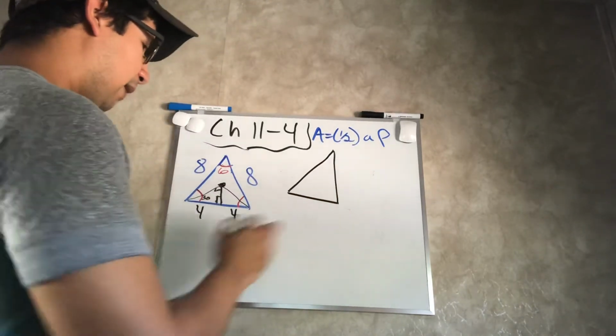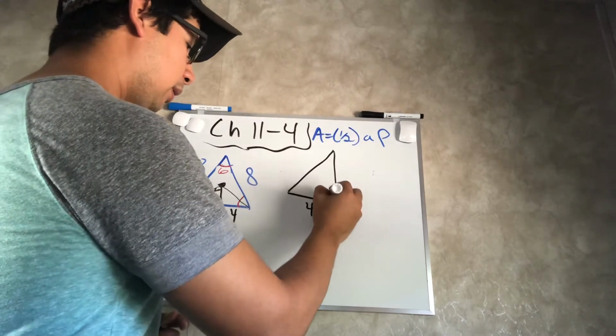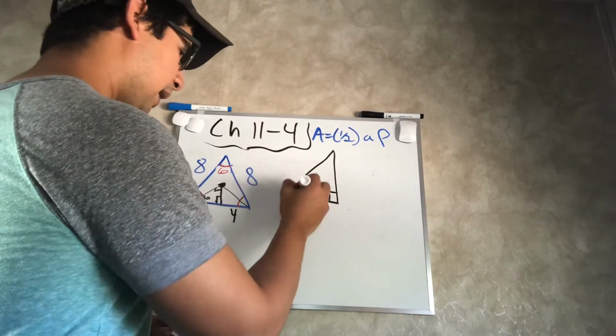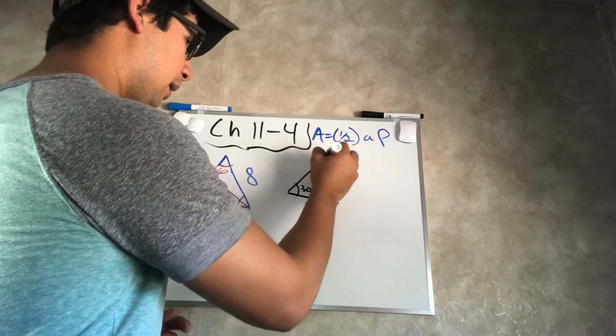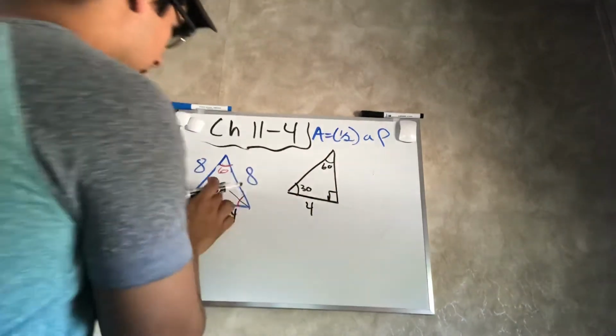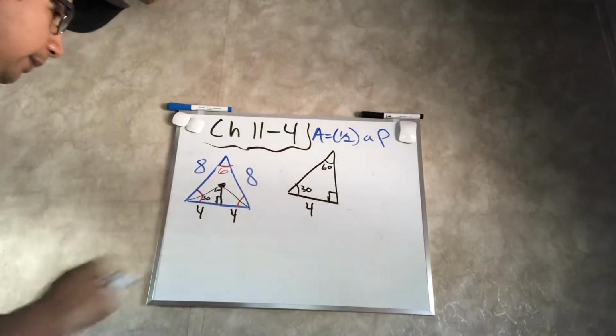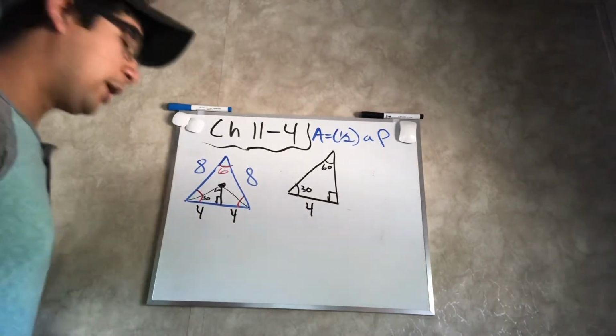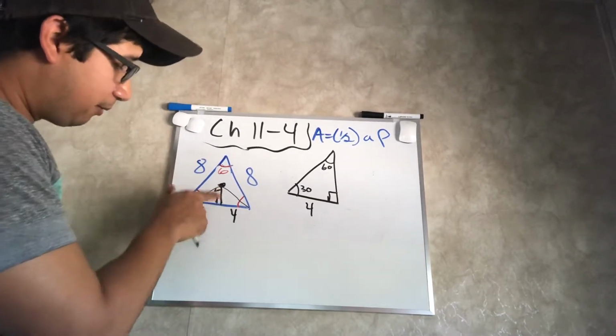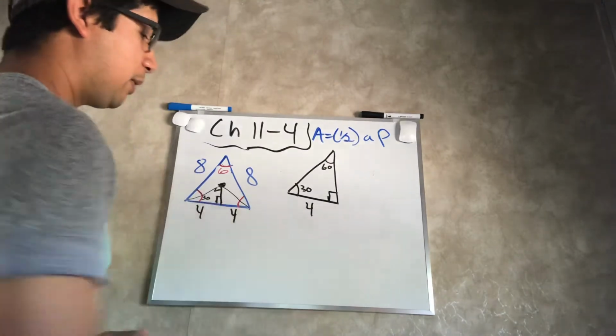Okay, so we have that this side measures 4. This here is 90. This angle measures 30 degrees, and this angle measures 60. That's just a zoomed-in version of this little triangle right there. Now what we want to find is the apothem, this line right here. We want to find how much that measures.